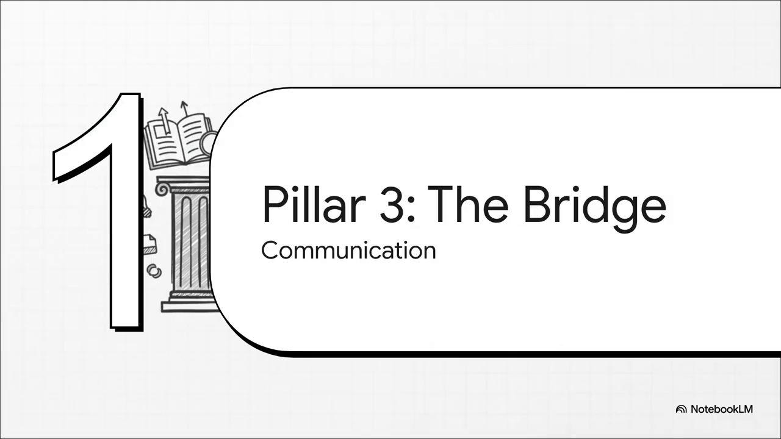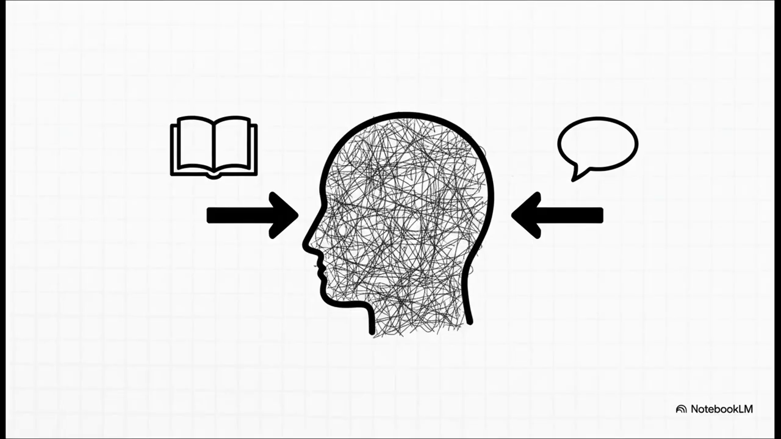Okay, so you've got your mission and your toolkit, but how do you actually connect with the world of knowledge out there? That brings us to Pillar 3, the communication bridge. This is all about your ability to both take in information and then share it effectively. This bridge is a two-way street. First, you have your input, which is covered in Unit 3, comprehension. That's how you absorb and understand things. And second, you have your output, which comes from Unit 4, communication. That's how you clearly express your own ideas.